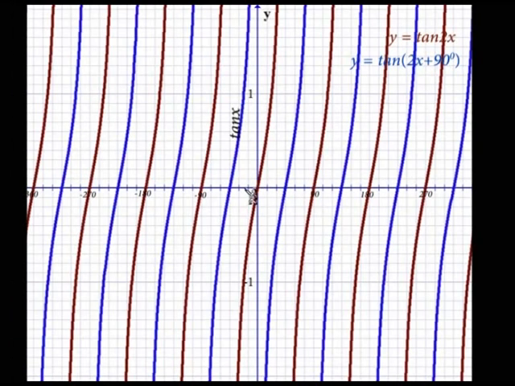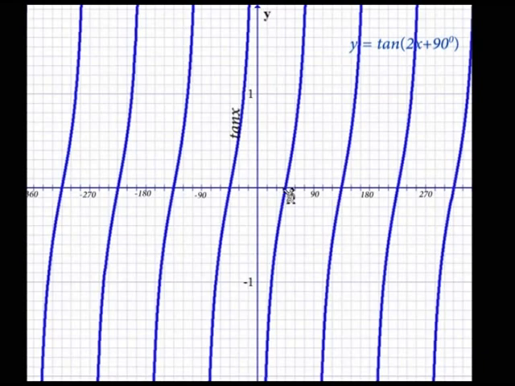Then we had a horizontal shift, so we divide c by b to get the shift. That is 90 over 2 gives us 45, and because it is positive, it is a shift to the left. There is our final graph for the function y is equal to tan of 2x plus 90 degrees.